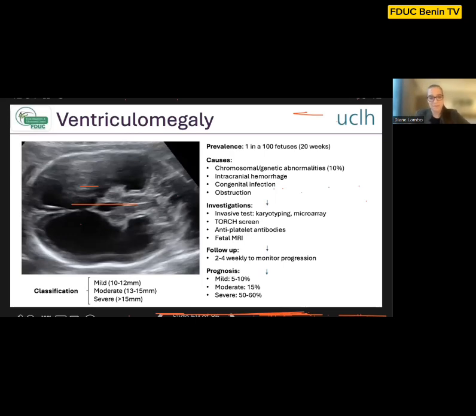And if it remains mild, I tend to be fairly reassuring in terms of the prognosis, in that, generally speaking, the risk of neurodevelopmental delay is between 5 and 10%, which is similar to your general population. If you have moderate ventriculomegaly, then the risk of neurodevelopmental delay is slightly greater, around 15%. And although the literature is not that extensive in the context of severe ventriculomegaly, around half of these babies will have neurodevelopmental problems as they grow older.